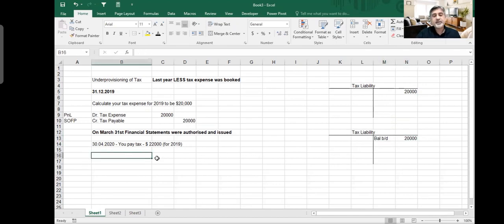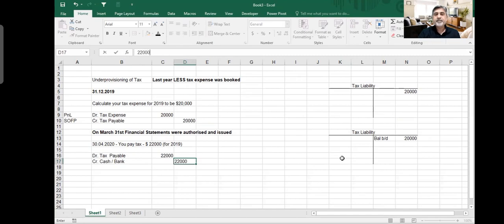Now you are paying 22. When you pay 22, you say debit tax, because you have to decrease your liability. You are paying off liability, so debit tax payable, and you say credit cash, or you say credit bank, whatever. And how much you are paying? You are paying 22,000. And when you pay 22,000, it comes here 22,000, and you write down here cash.